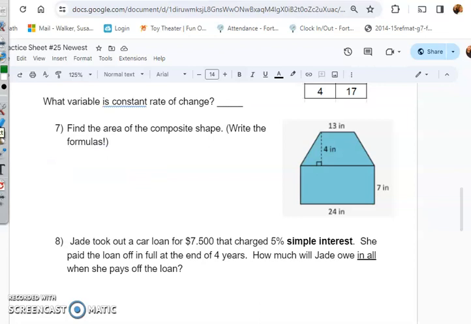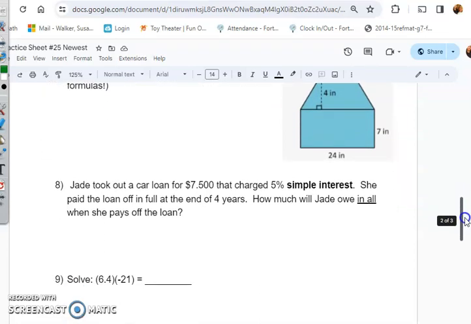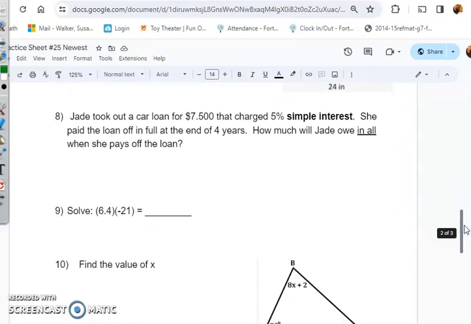Number 8. Almost the same as last week, one little thing different. Jade took out a car loan for $7,500. This should be $7,500. That's a comma. The loan charged 5% simple interest. She paid the loan off in full at the end of 4 years. How much will Jade owe in all? In all, that means we're adding.